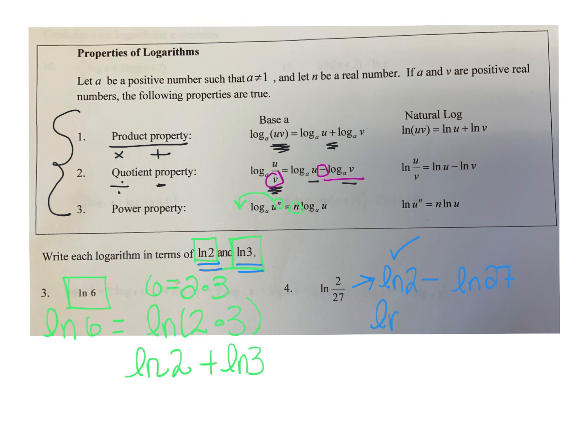So this is ln of 2. How can I use the 2 and the 3 to make 27? Well, I can write 27 as 3 cubed. So ln of 2 minus, remember that power can drop in the front, so 3 ln 3. And there's my answer for that one.